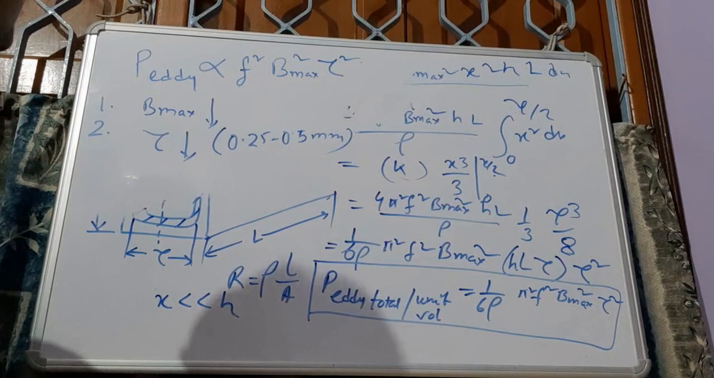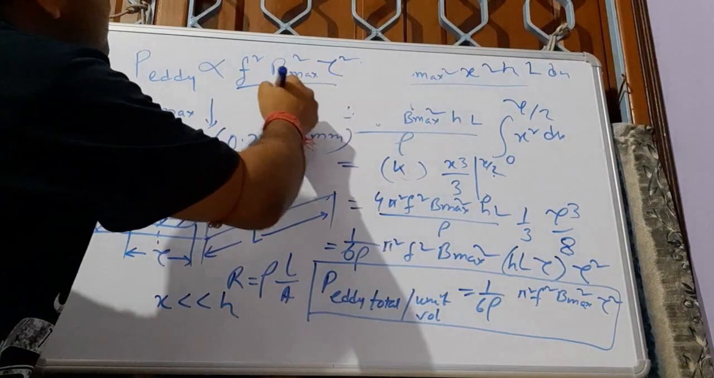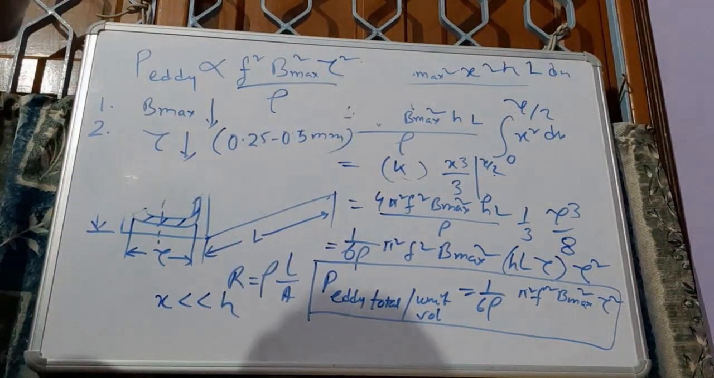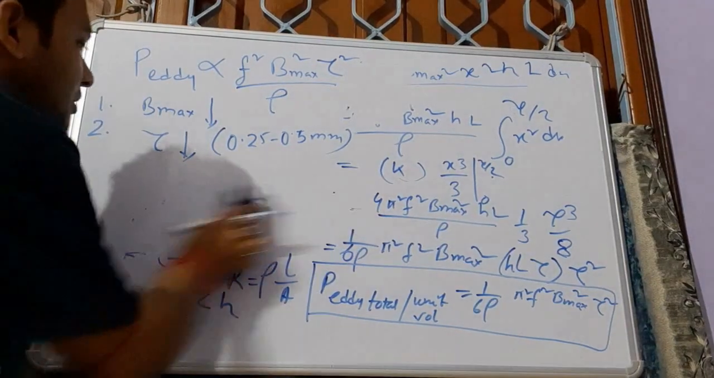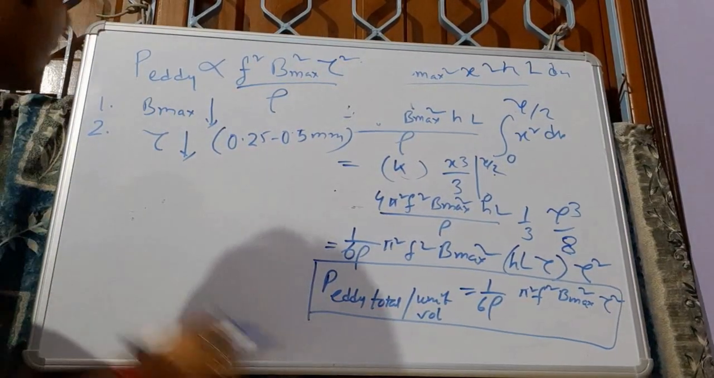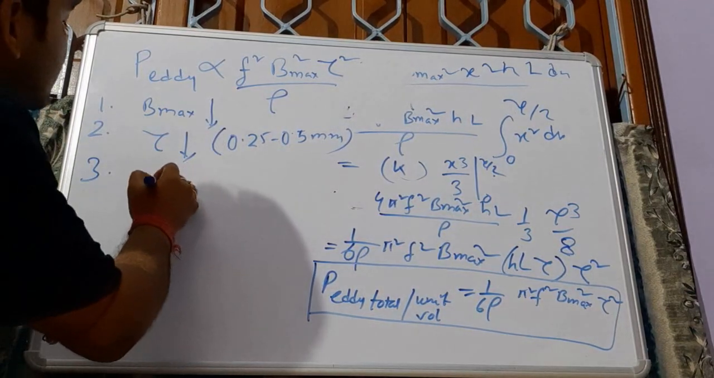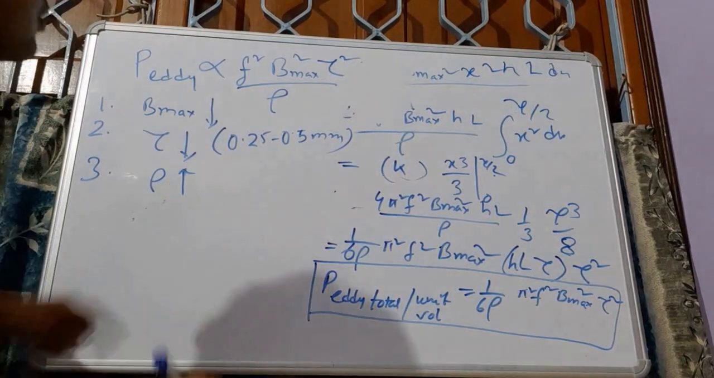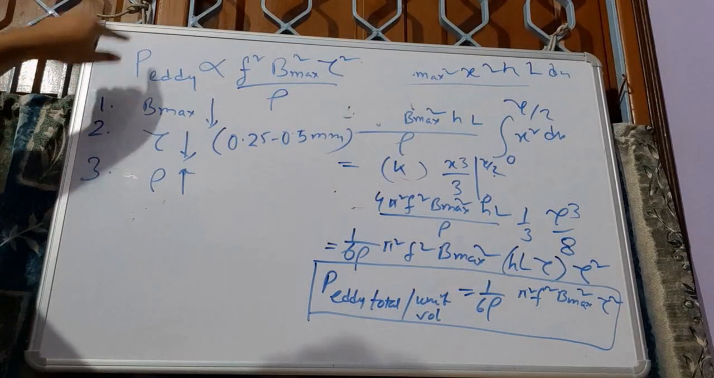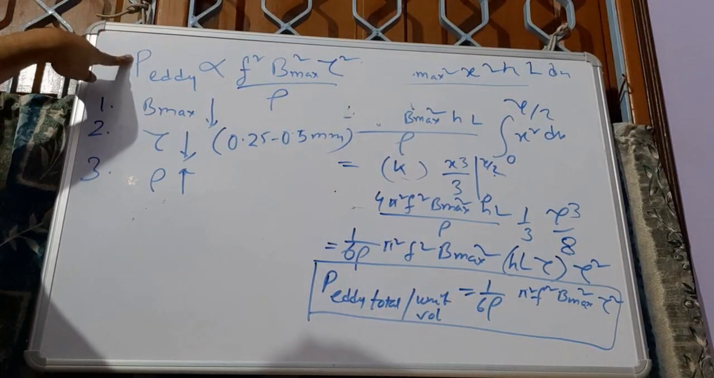Now this is inversely proportional to rho. From this we can conclude that if we increase the resistivity of the core material, we can reduce the eddy current loss.